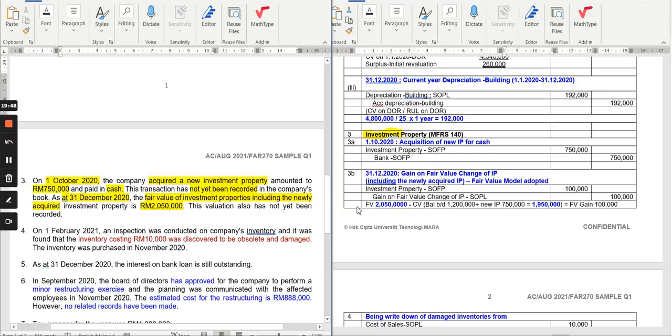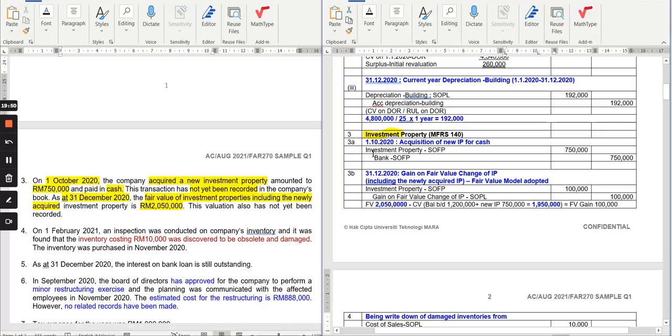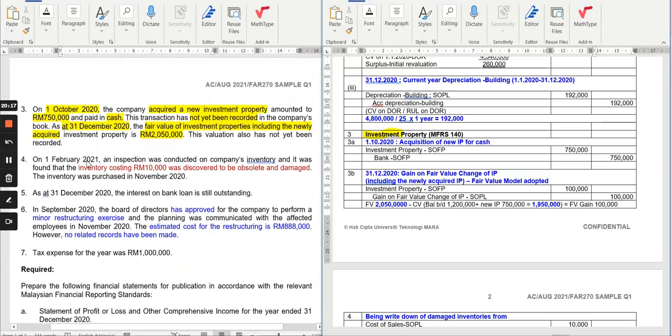So if you pay in cash, you go and debit your investment property. If it's a building, it will be building. If it's a land, it will be a land. It can be under IP, it can be under PPE, but here it is under investment property. So debit investment property, it will be shown separately in the non-current asset section later, 750,000, and then you credit bank. You have to adjust bank account in your software under current asset, 750,000. That will be shown later when we prepare the software.